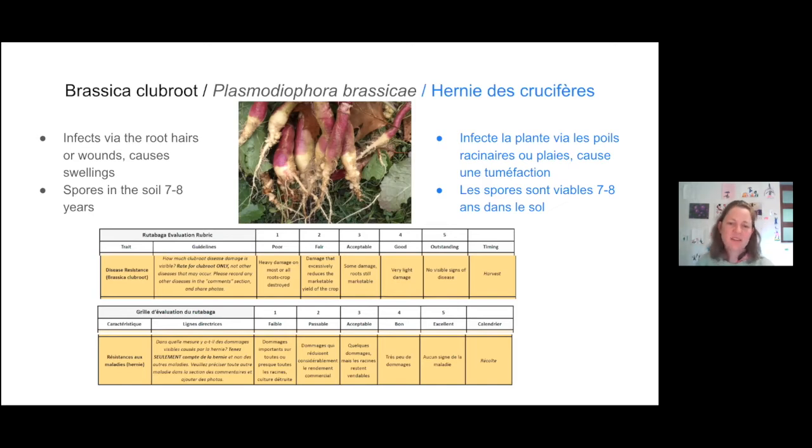Here I'm showing you what the evaluation for that disease looks like in the rutabaga evaluation rubric, which you all have. Basically, a poor rating of 1 is if the damage is so bad that you pretty much can't harvest anything. And then you go through gradations of that. What's really important is that the rating of 5, or outstanding, you save only if you actually don't see the disease at all. If you see even a tiny bit, you need to knock it down to a 4.